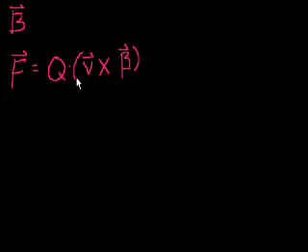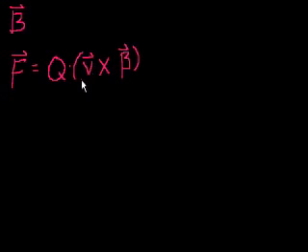Now there's something that should immediately, if you hopefully got a little bit of intuition about what the cross product was, there's something interesting going on here. The cross product cares about the vectors that are perpendicular to each other. So for example, if the velocity is exactly perpendicular to the magnetic field, then we'll actually get a number. If they're parallel, then the magnetic field has no impact on the charge. So that's one kind of interesting thing.